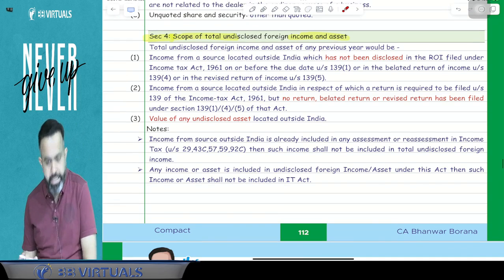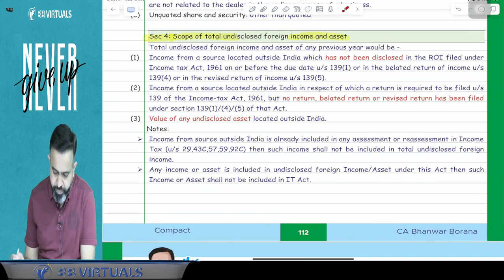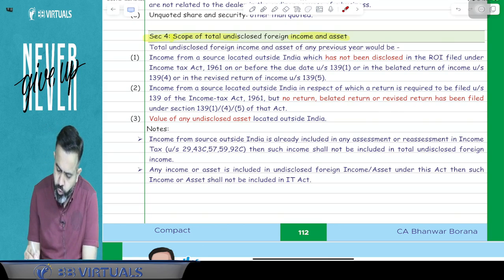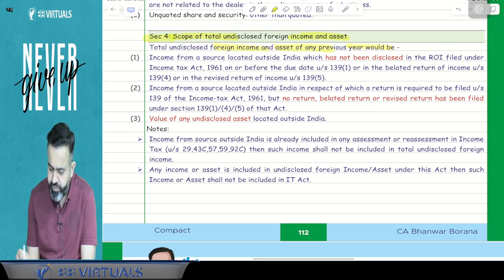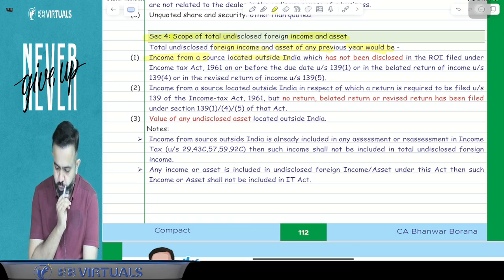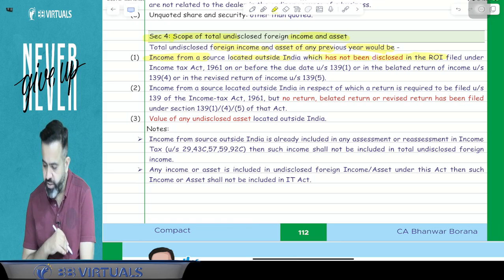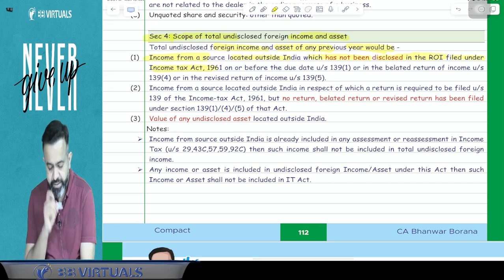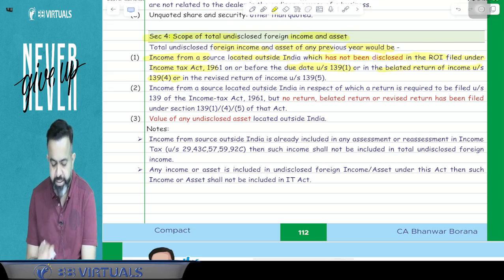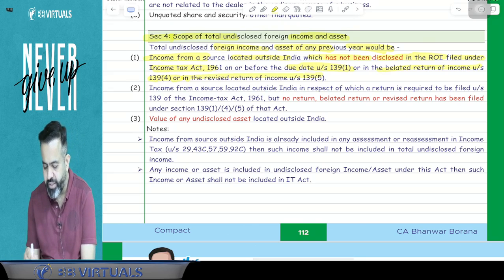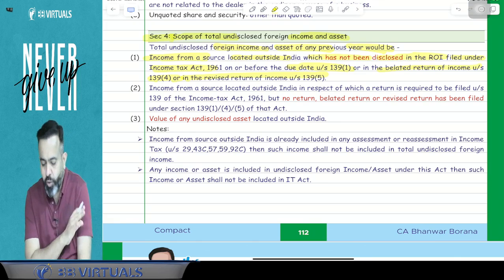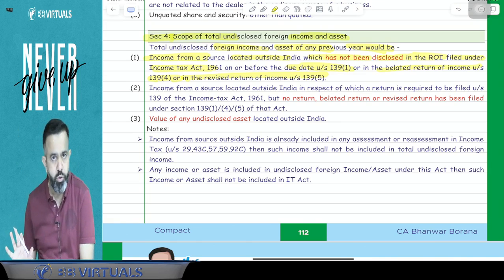So what do you mean by undisclosed asset or income here? Scope of total undisclosed foreign income or foreign asset: the total undisclosed foreign income or asset of any previous year would be income from a source located outside India which has not been disclosed in the ROI filed under the Income Tax Act 1961 on or before the due date under section 139.1, or the belated return under section 139.4, or the revised return under section 139.5. So you have not disclosed that income. That is called your undisclosed foreign income.